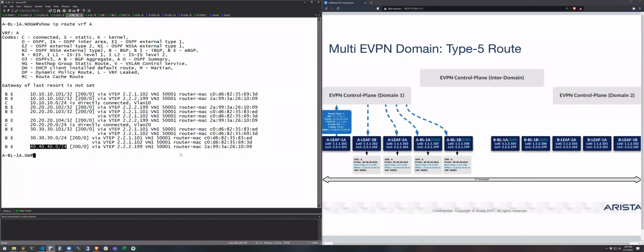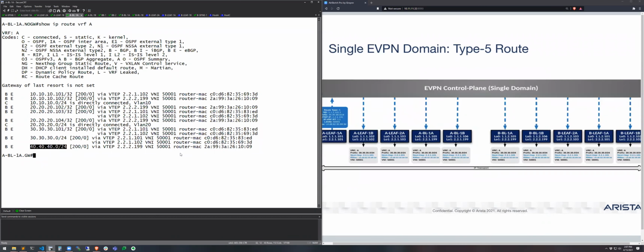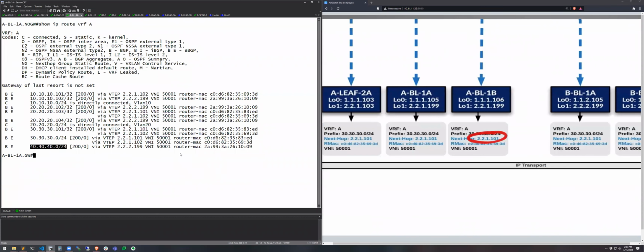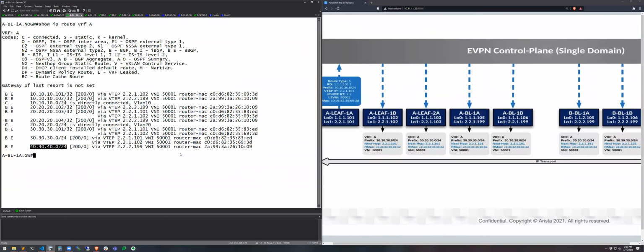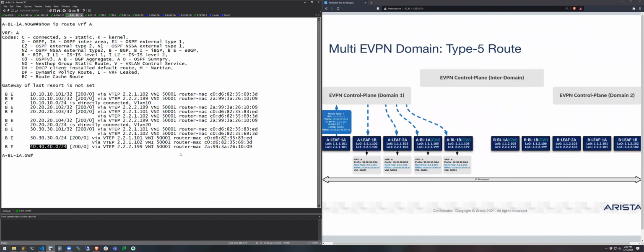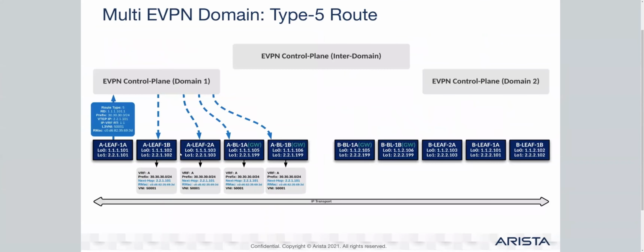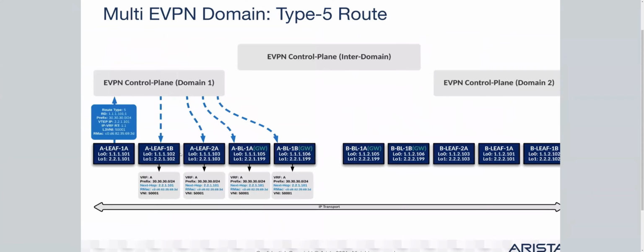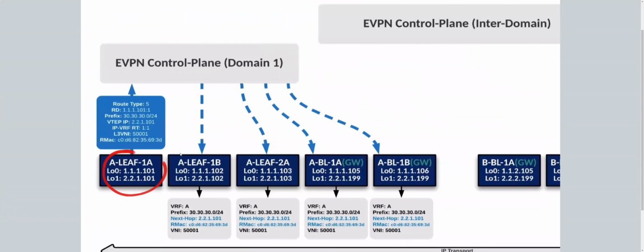Right, so instead of a single domain where the route goes everywhere and everyone again needs reachability to this VTEP, the EVPN router MAC is going to be the router MAC associated with Leaf 1A. What's different here? So let's actually make the diagram a bit larger. It's a bit easier to see. All right, so the type 5 route is originated by Leaf 1A. It's a 30 network, L3 VNI, the IP VRF route target. Again, the usual suspects, right?